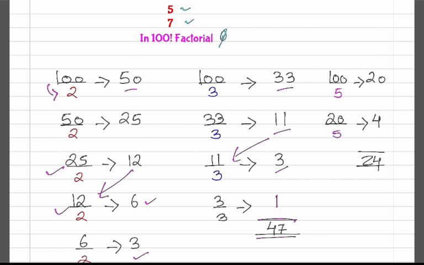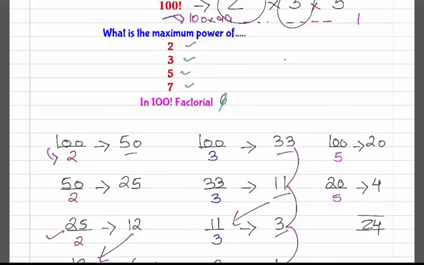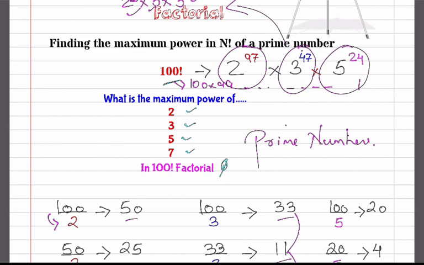Now 100 divided by 5. Okay, so I need to find out the highest power of 5 in this as well. So divide 100 by 5 is 20. 20 by 5 is 4. So what do I get? 20 plus 4 is nothing but 24. Okay, can I find the highest power of 6 in this way? No, because this way you can find the highest power of only the prime numbers, but not of any other number. So if I ask you for 6, then the question would be different. But till now we know the highest power of 2 is 97, 3 is 47 and 5 is 24.